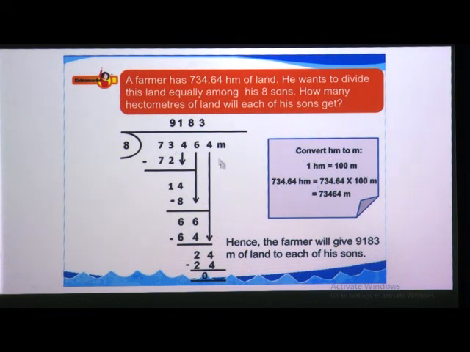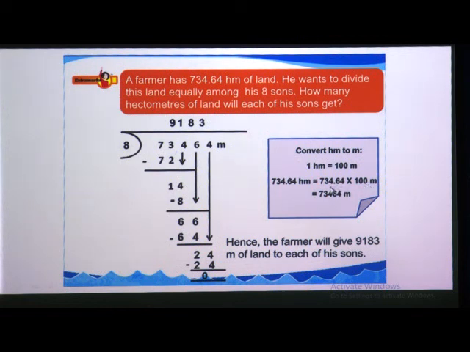So, what we will do? We will convert this hectometer into meter, then we will do the division, because it is asked how many hectometers of land each of the sons will get. So, here we are having conversion, that is 734.64 hectometer is equal to 734.64 multiplied by 100 meter. Now, we have to find it in meter. So, what we will do? We will multiply it by 100.